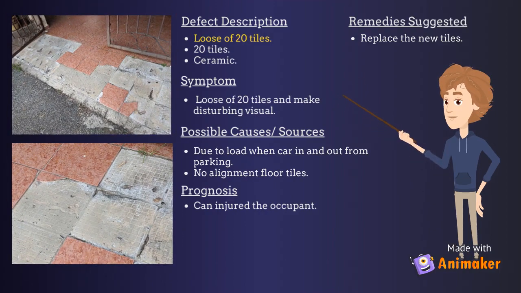The second defect from the floor element is loss of 20 tiles. The symptom is loss of 20 tiles which makes a disturbing visual. The possible cause is the load when cars go in and out of the parking. Second, no alignment of floor tiles. The prognosis is it can injure the occupants. The remedy suggested is replace with new tiles.